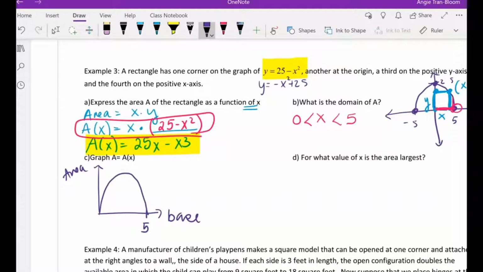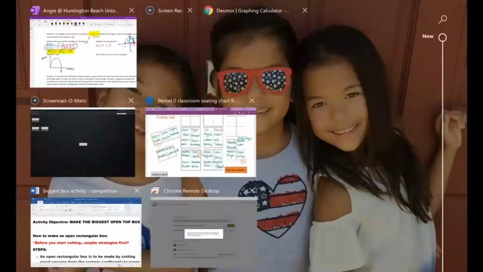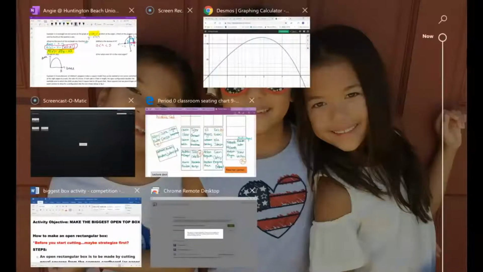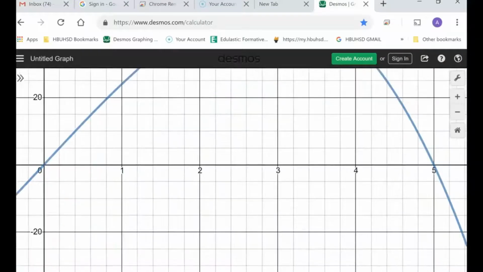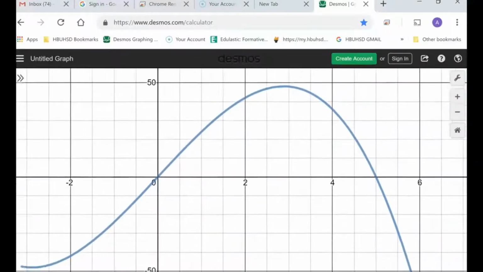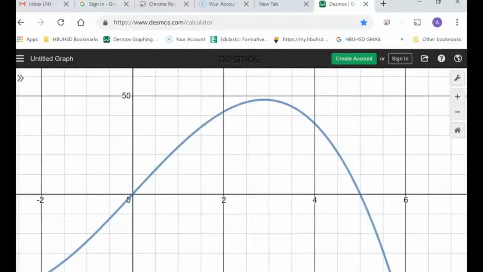For what value of X is the area the largest? So now you can use your calculator or decimals. If you are using your calculator, I will help you find the maximum on your graphing calculator. So let's find the largest, oh, I didn't mean to pinch it in, I mean zoom it in. I just want to find the largest area. All right, there we go.